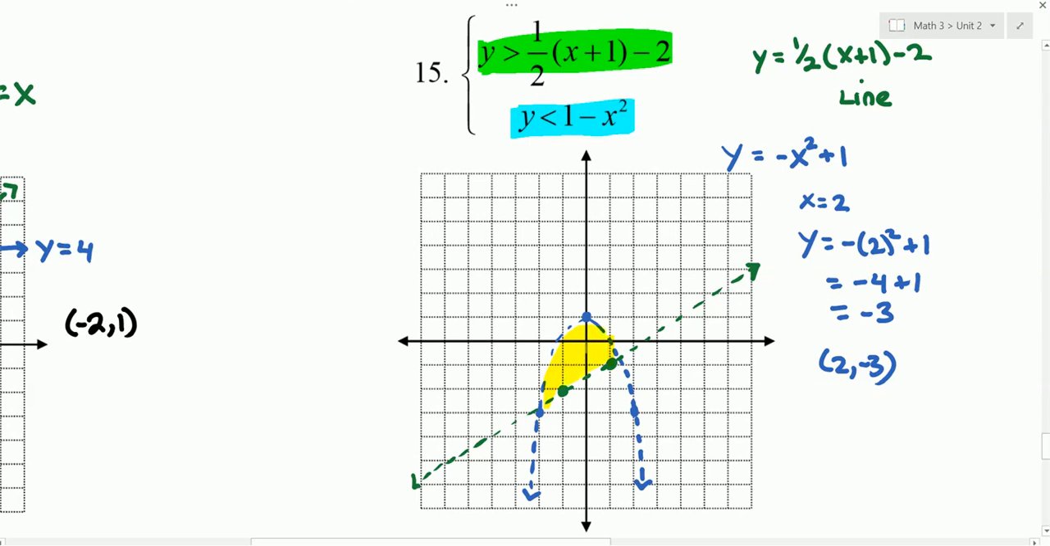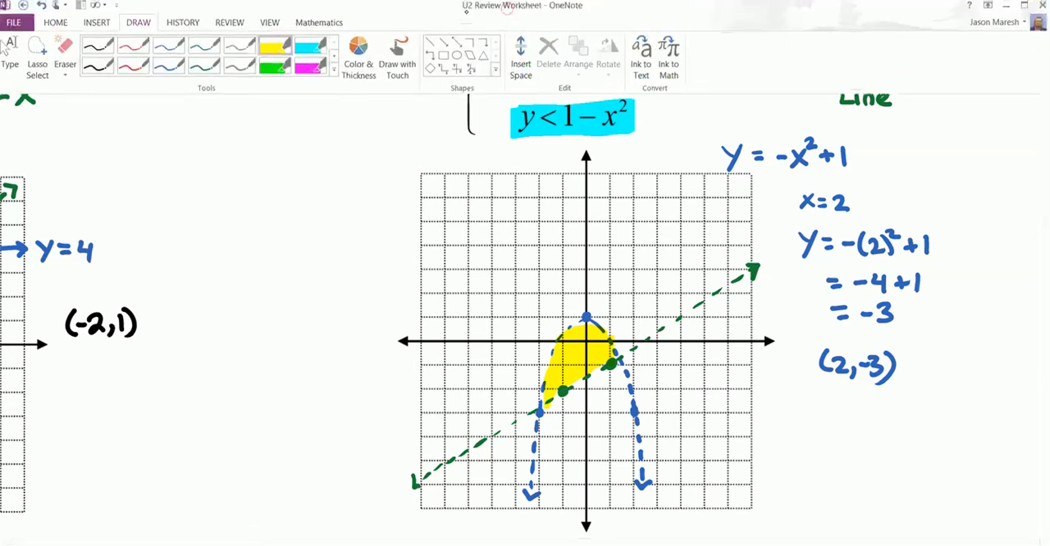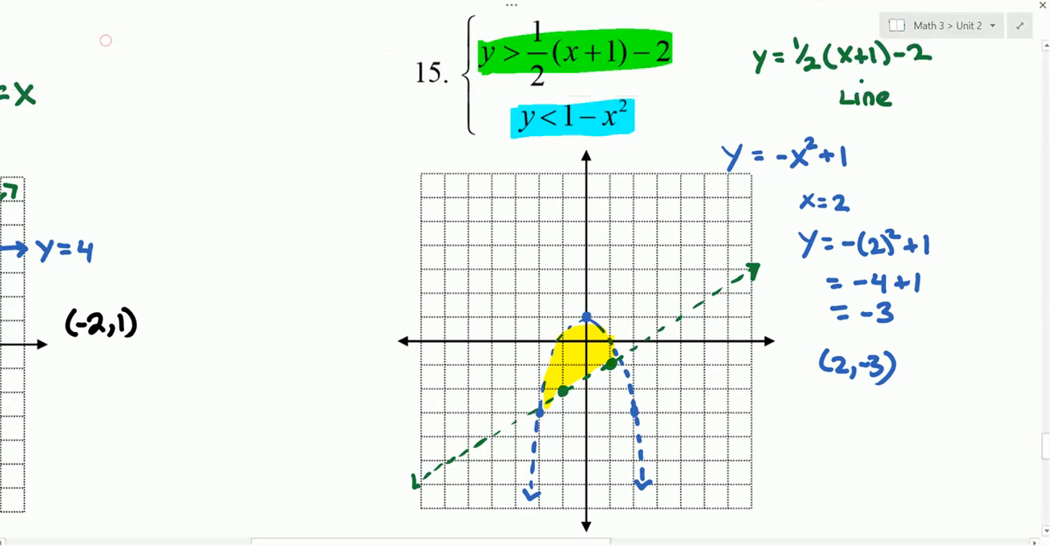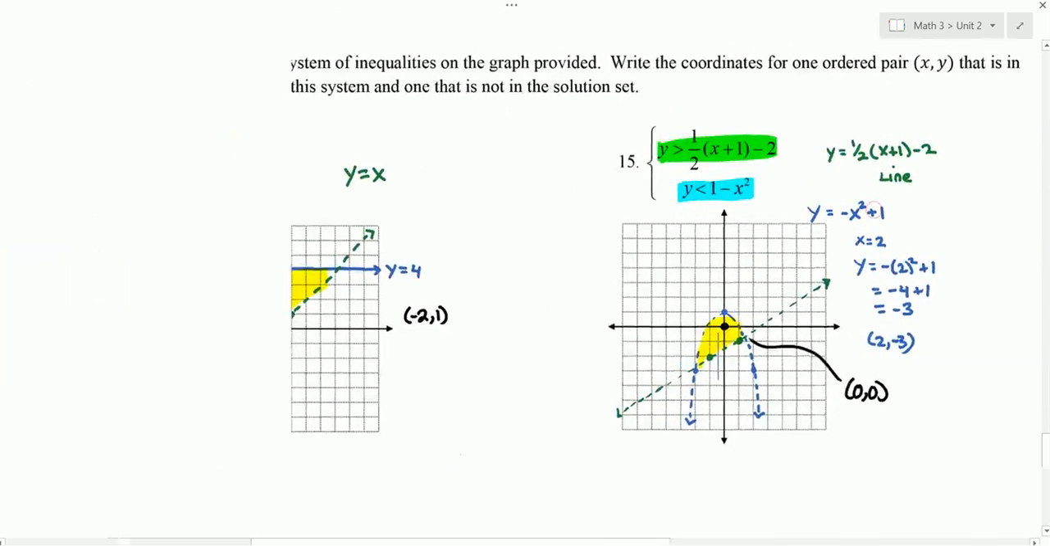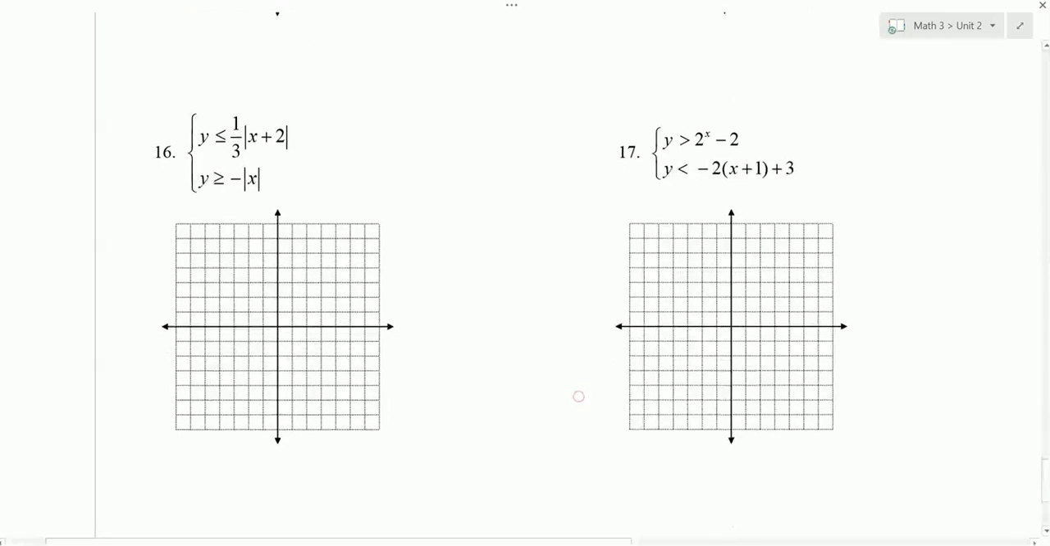Okay, so now what point is a solution? Here, we cannot pick a point on the parabola or on the line because those are dashed. We have to pick something we know for sure is in the shaded region. 0, 0 is the easy one. So 0, 0 is definitely a point inside our shaded region. Okay, number 16.